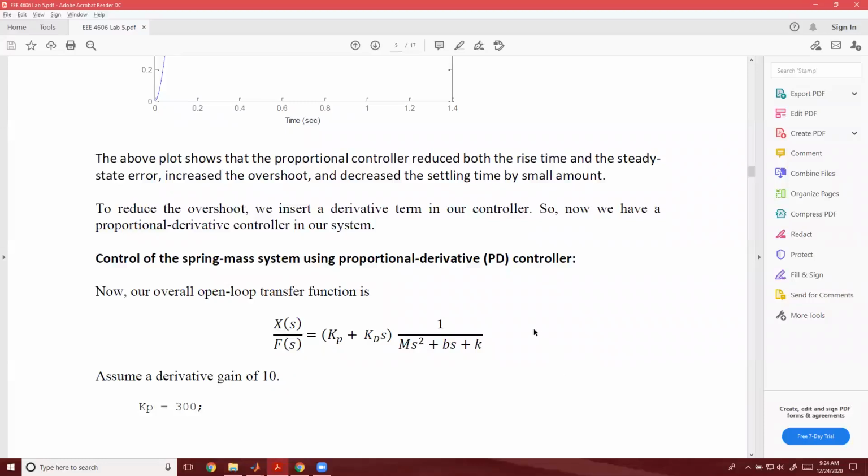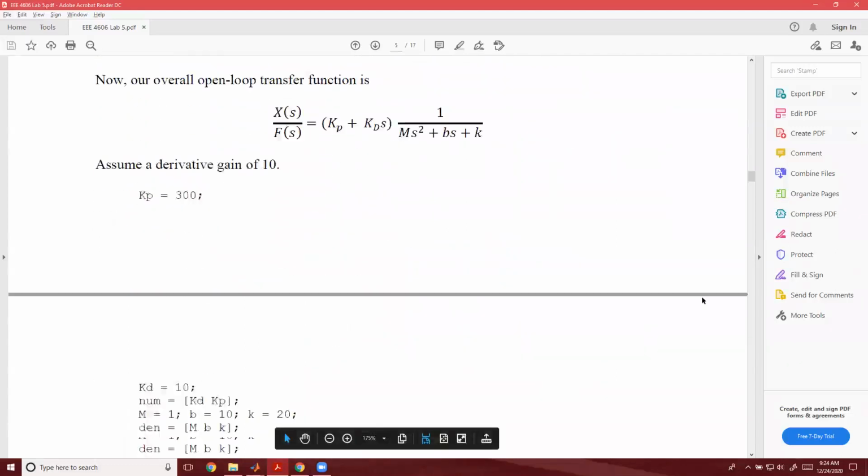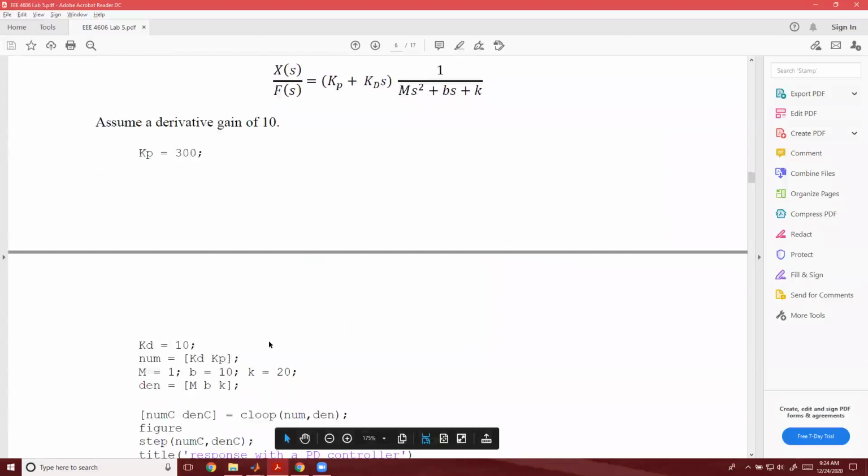What will I write in the numerator space in MATLAB? Two terms. What will be the terms? Just in terms of K? KP and KD. It will be KD, KP. So that's the only thing that will change. And let's assume our KP is 300 and KD is 10.